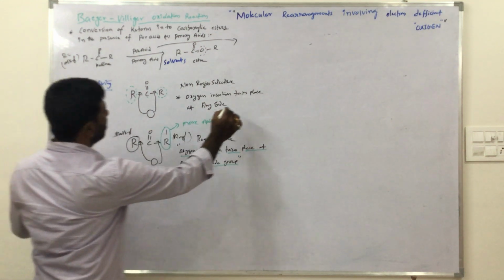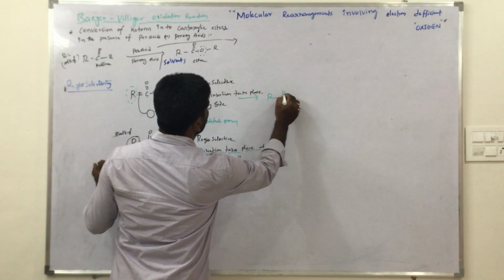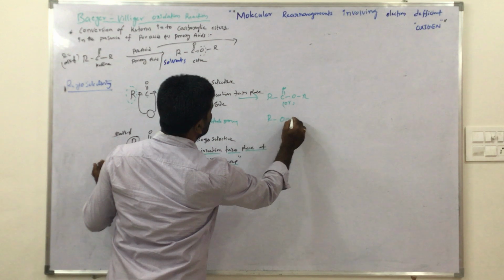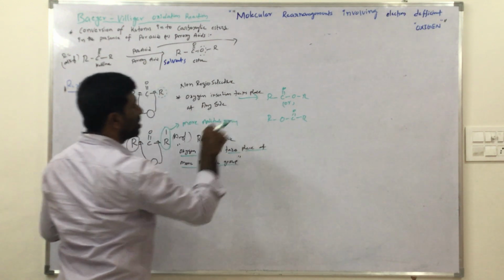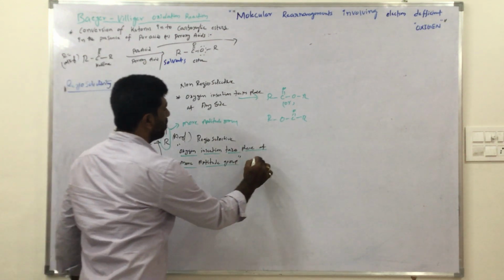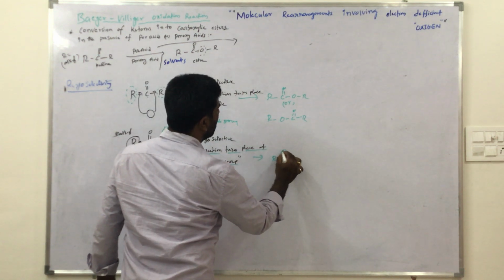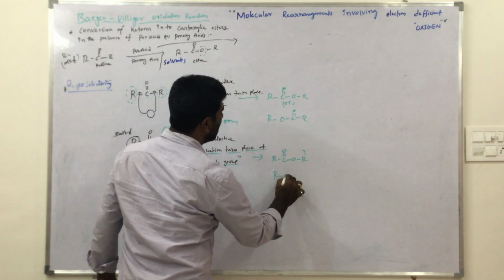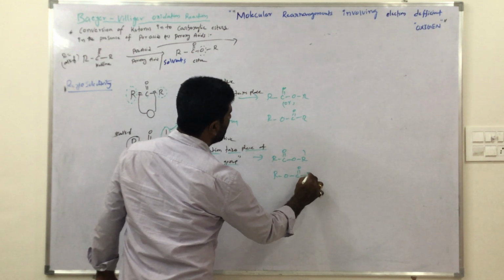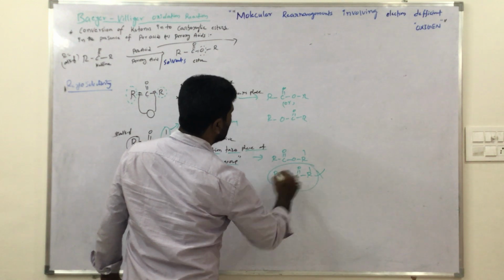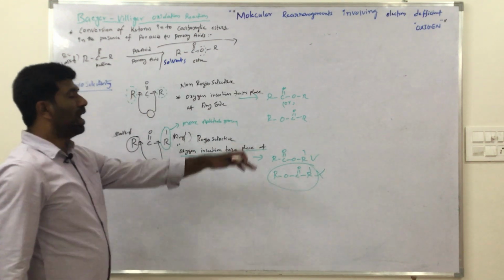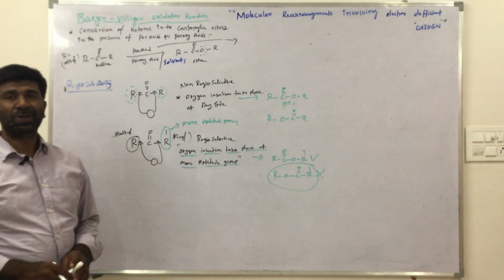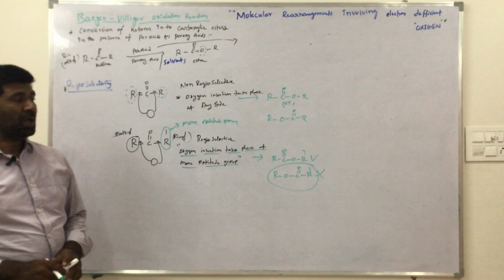Now here the product is R-C double bond O-R, or R-O-C double bond O-R, both are the same. Now here the product is R-C double bond O-O-R prime only. Here R-O-C double bond O-R prime is the wrong structure, this is the right structure. Why? Because R prime has more aptitude nature. Clear?